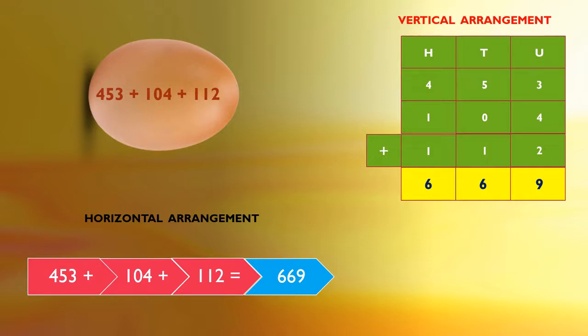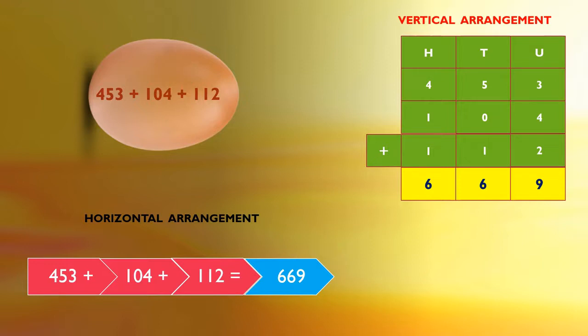In the tens place, we have 5, 0 and 1. So 5 plus 0 gives you 5. 5 plus 1 will give you 6. So we have 5 plus 0 plus 1, that is 6 tens. In the hundreds place, we have 4, 1, 1. So 4 plus 1 gives you 5. 5 plus 1 gives you 6. So when you add 453 plus 104 plus 112, your answer is 669.